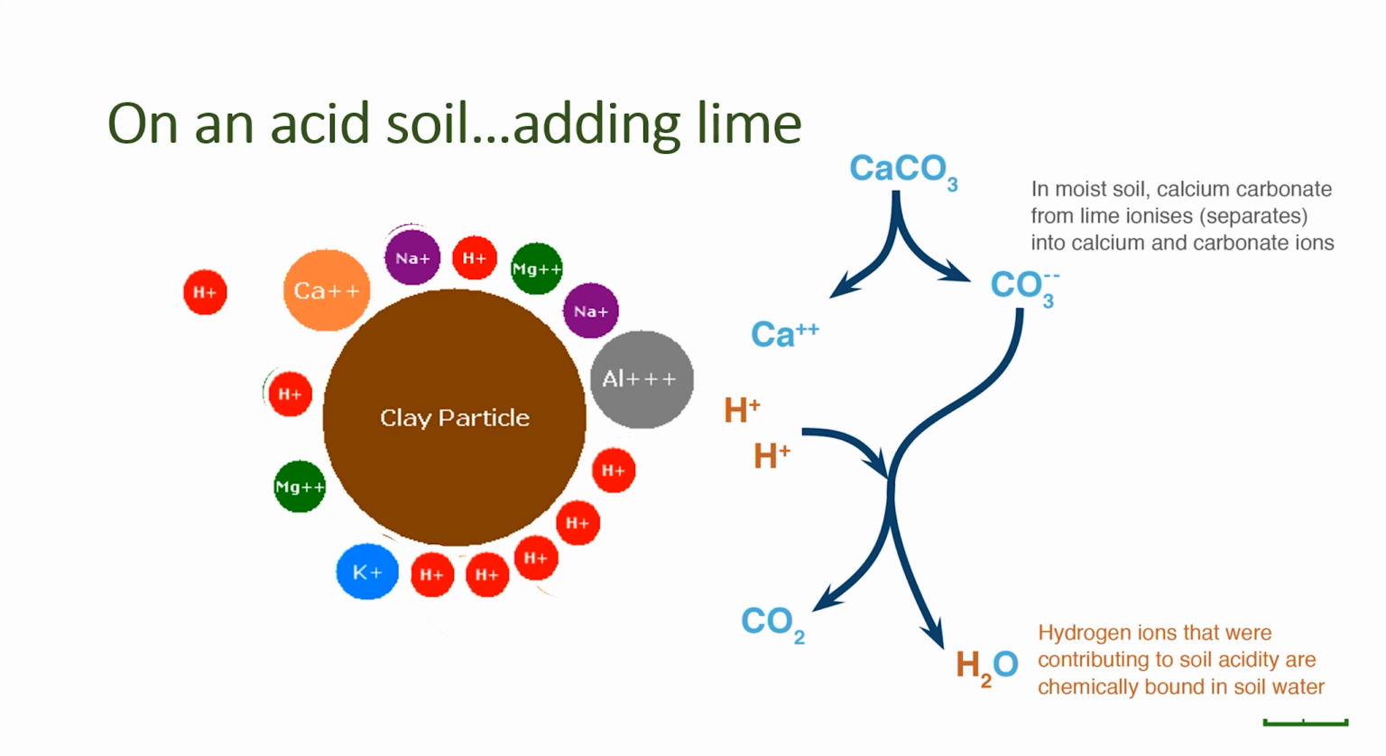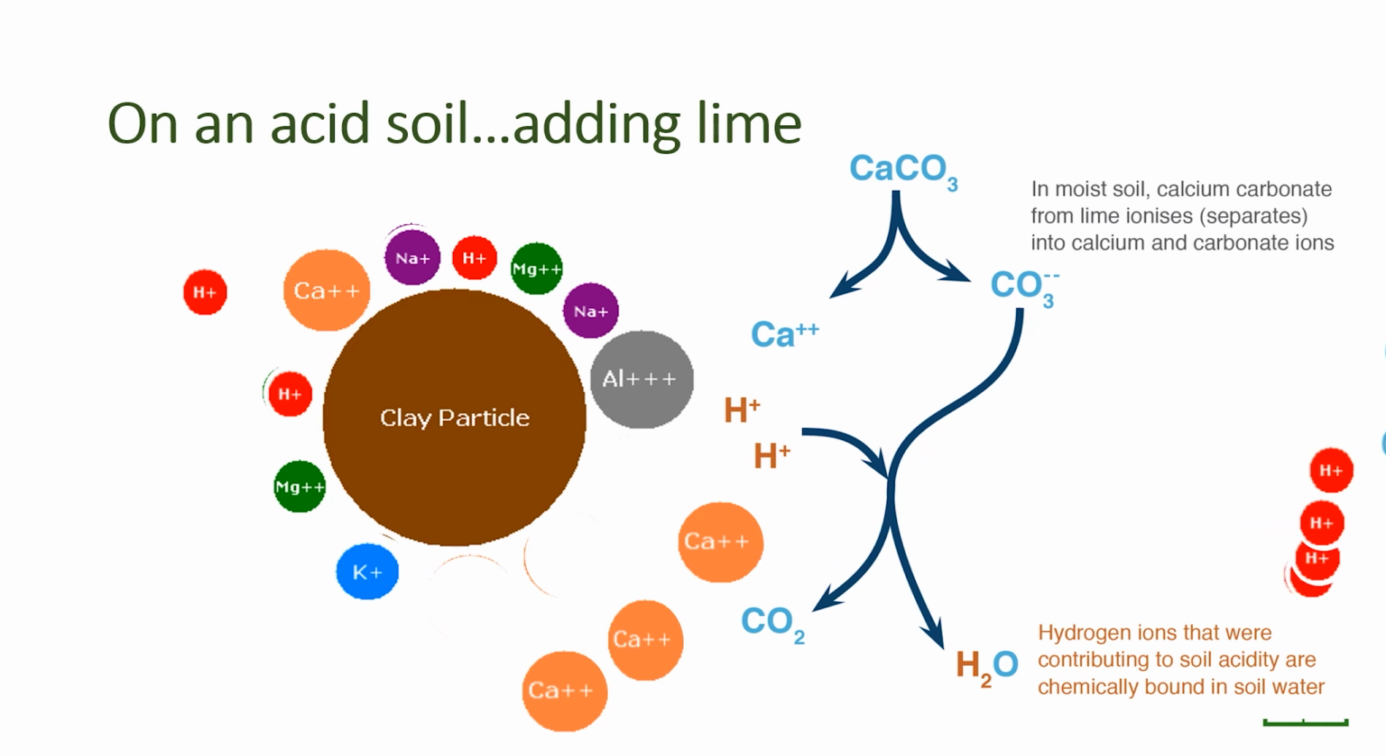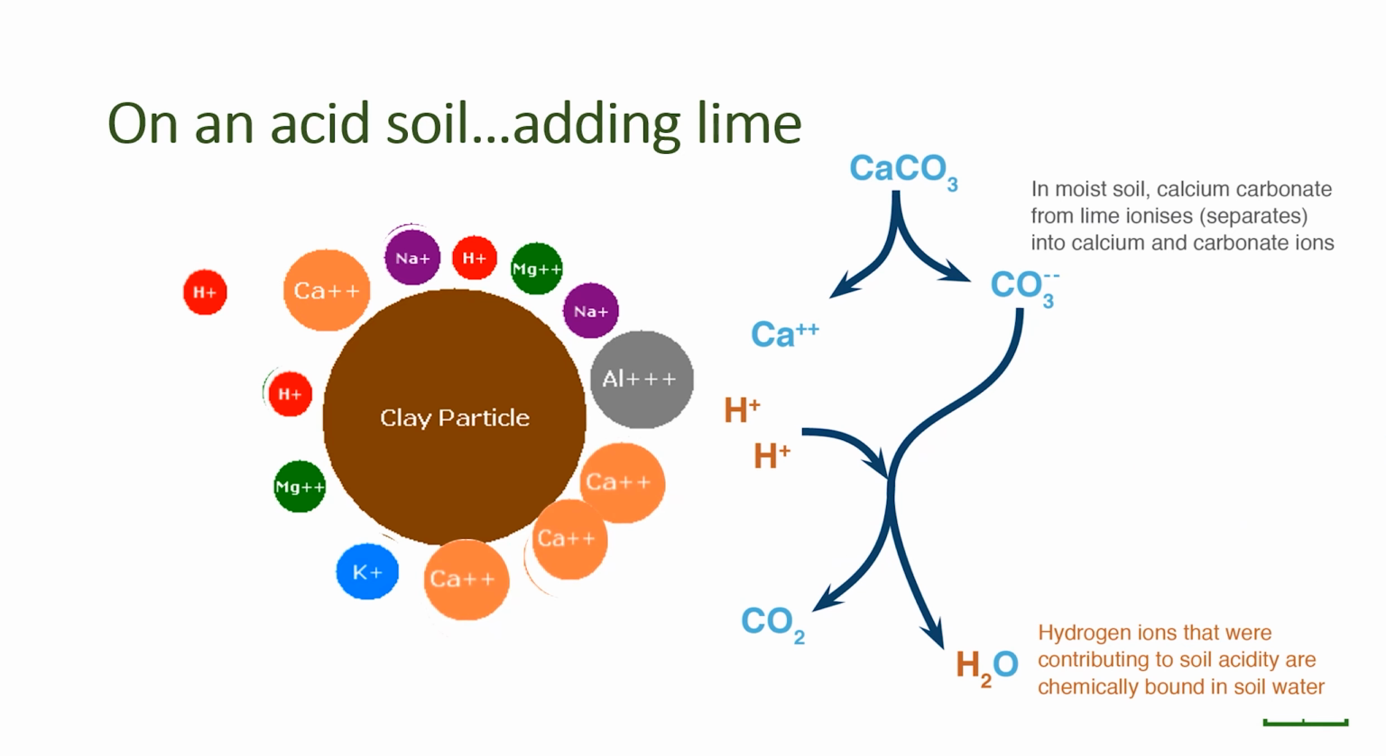What lime does in the soil is to neutralise the hydrogen ions that would be present on the clay or the organic particles in the soil. Essentially, the calcium carbonate dissociates into calcium ions and carbonate ions. And those carbonate ions then react with the hydrogen ions and produce water and carbon dioxide, which then disappears. And then the calcium ions move to reside on the clay particles, so that the particle is now stable and becomes a calcium-dominated clay rather than a hydrogen-dominated clay.